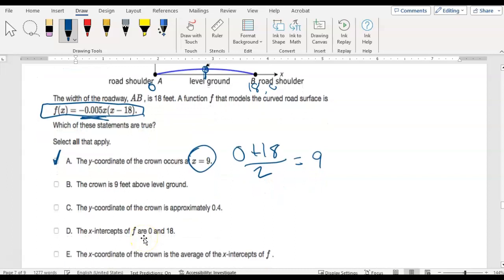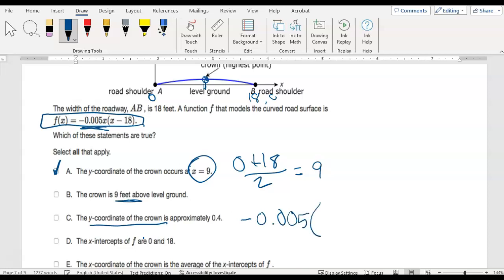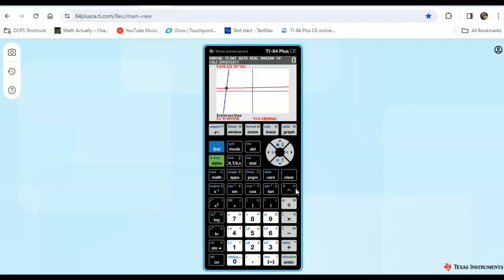Letter C, the y-coordinate of the crown is approximately 0.4. To find that out, that would be how high it is. We're actually going to plug it in, right? So we'll do negative 0.005 times 9 times 9 minus 18. We're replacing that x value with the x value of 9 because we know that that's what it is. Calculate that in your calculator. Let's give it a second.